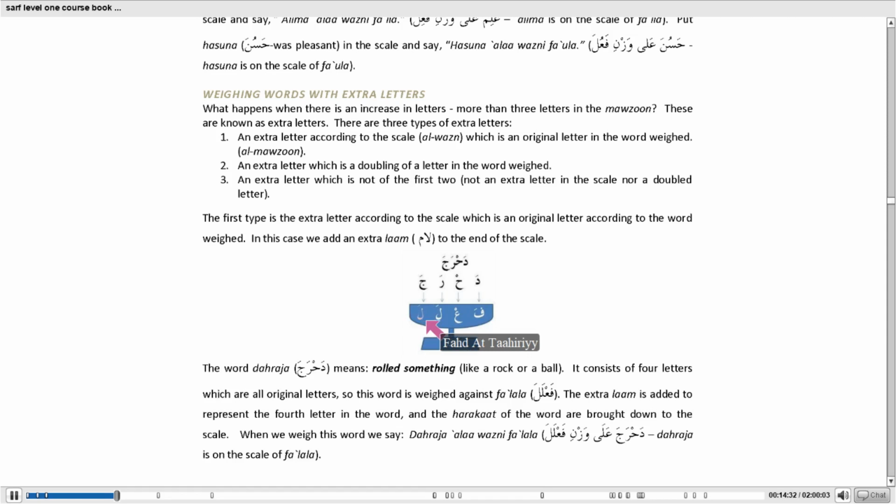And as we said before, you're going to treat the scale as if it's a mirror. So all the harakat, it doesn't matter now to know why, inshallah, all the harakat that are on those letters will reflect on the scale. Good?